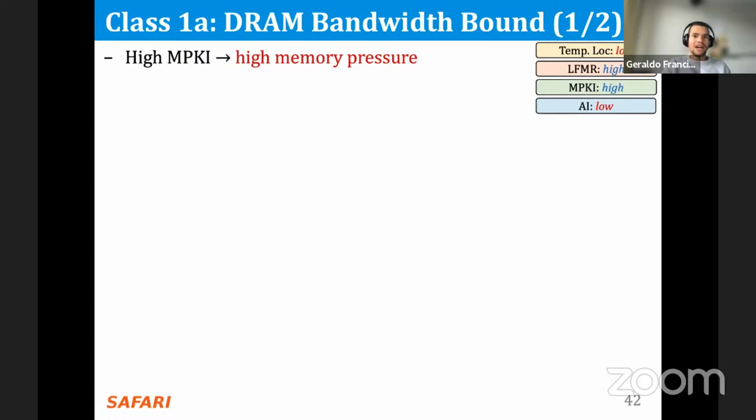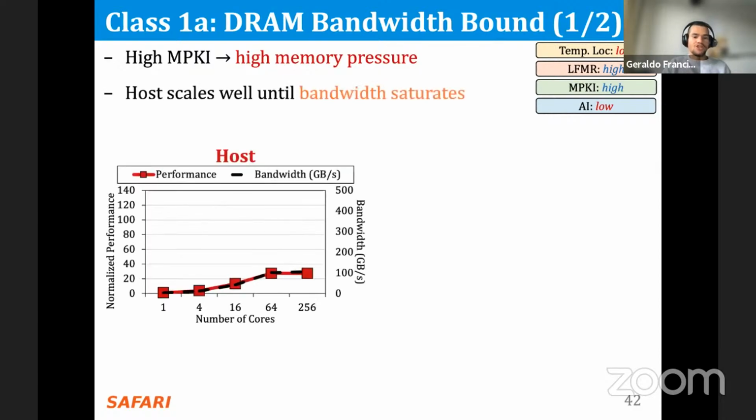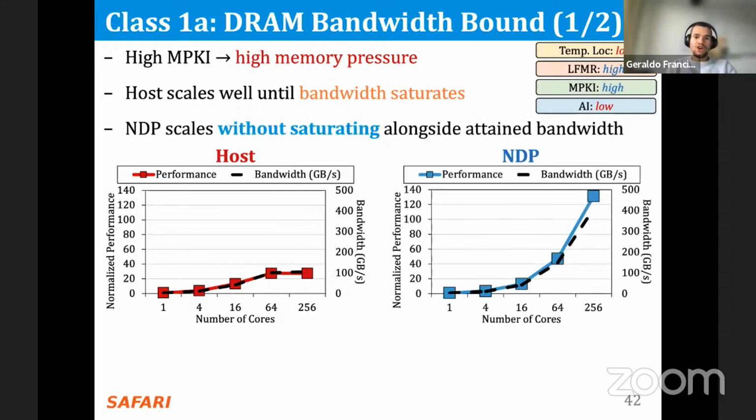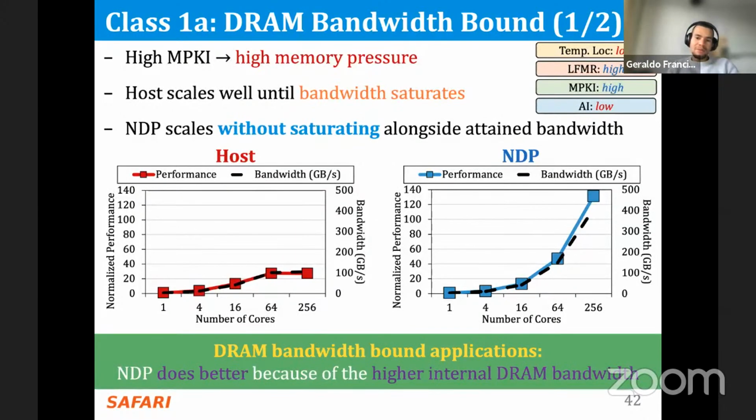To understand how such high memory pressure impacts performance, we observe how performance scales when increasing the number of cores. As we see here in the figure, the host performance scales well until the memory bandwidth saturates at 64 cores. NDP, on the other hand, scales much better due to the large available bandwidth inside the memory chip itself, and the performance gains do not saturate until 256 cores. Therefore, we conclude that DRAM bandwidth bound applications highly benefit from data processing architectures because they take advantage of the high memory bandwidth available within the memory device.